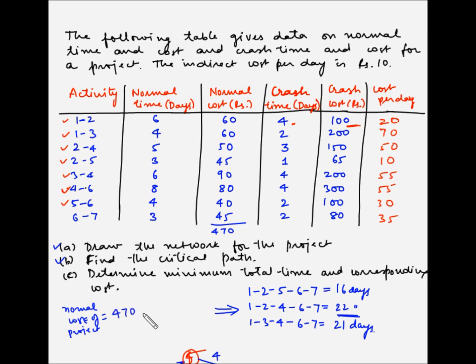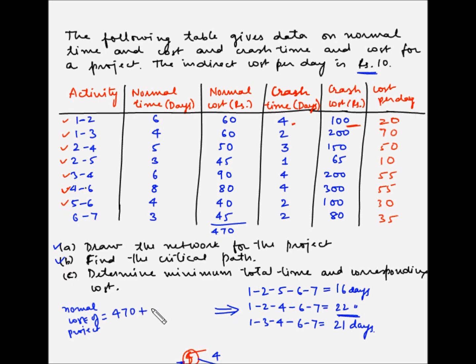470. Now we have also been given that the indirect cost per day is rupees 10. So what that means is that depending on the critical path or the critical duration, for each day there is an additional cost of 10 rupees. Now with the normal time, the critical path is 22 days. So the indirect cost will be 22 multiplied by 10. So this will add to the normal cost of the project.